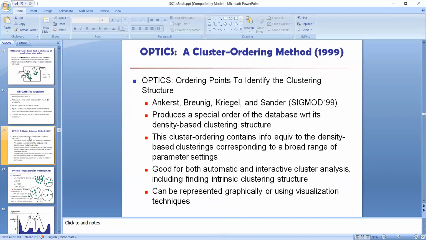Now we will move to the next density based method, that is OPTICS. OPTICS is a cluster ordering method. OPTICS stands for Ordering Points To Identify the Clustering Structure.